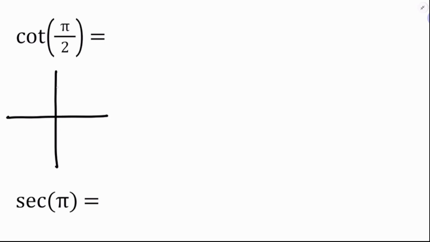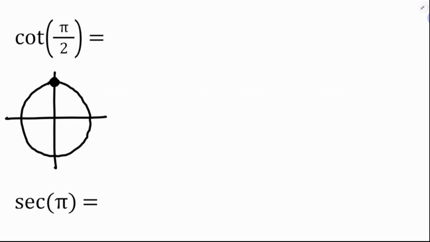All right, cotangent of pi over 2. Cotangent is x over y because tangent is y over x. So pi over 2 is right here. The coordinates are x equals 0, y equals 1. Cotangent is x divided by y, and 0 divided by 1, that's going to equal 0.